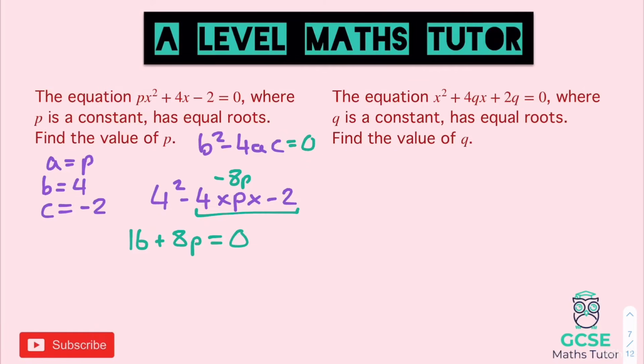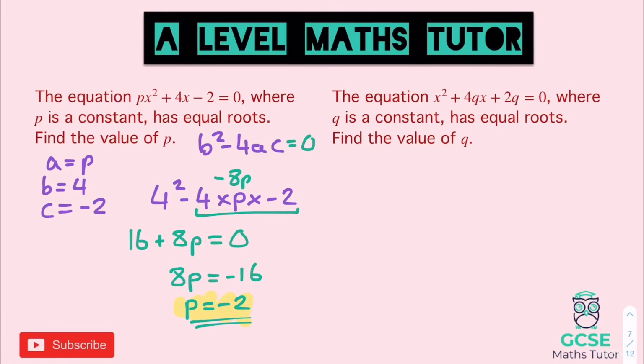So taking away 16 from both sides, we get 8p equals negative 16, and then dividing both sides by 8 gives us p equal to negative 2. And there we go, and there's our final answer for that first one. On to the next one.